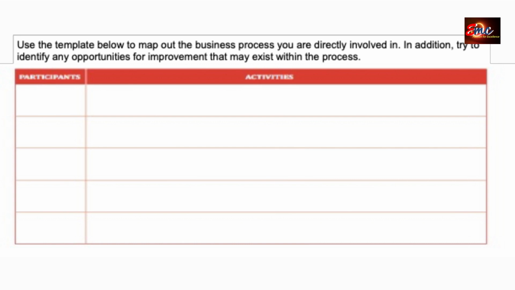You have learned the process improvement tools and techniques. You may now proceed to use this simple template to map out the business process you are directly involved in. In addition, try to identify any opportunities for improvement that may exist within the process for continuous improvement.